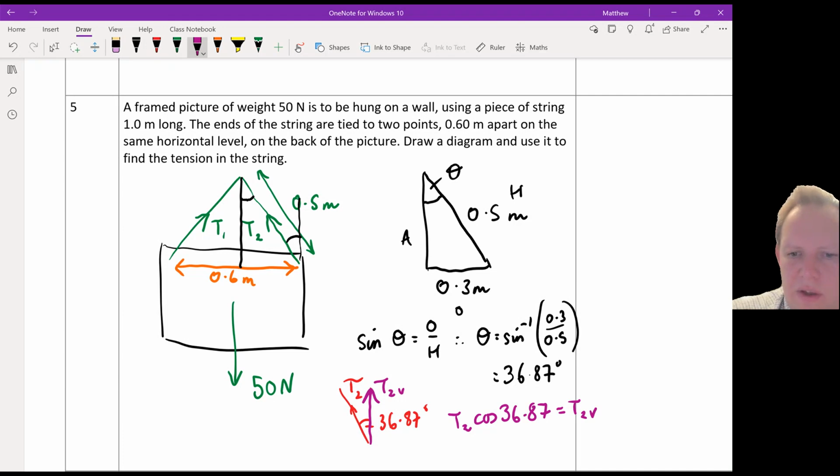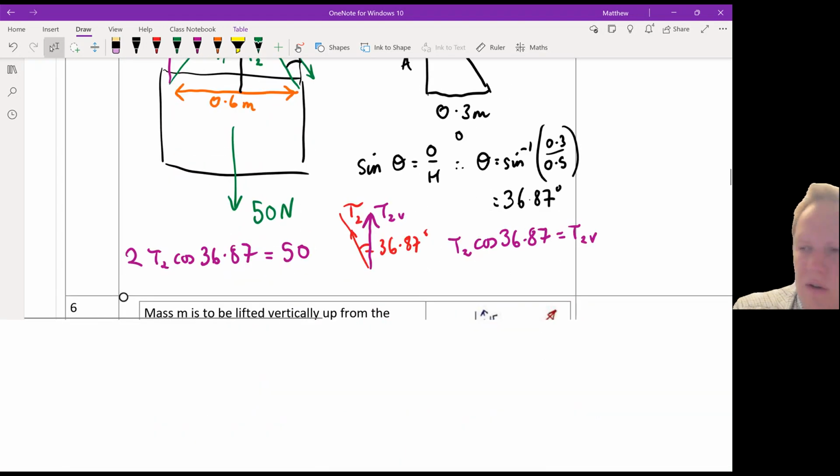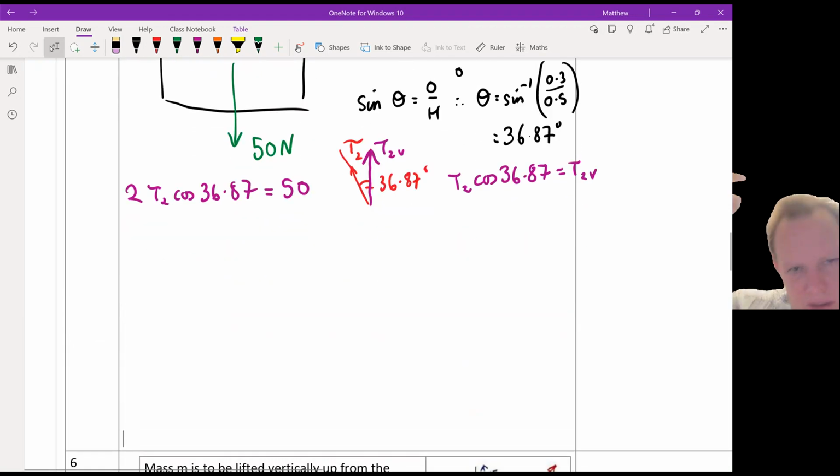I've got the vertical component from this side. I've got a second vertical component of the same size on this side. So I'm going to have 2 times T2 cos of 36.87 as my total upwards force. That has to be equal to 50 newtons, which is my downwards force.